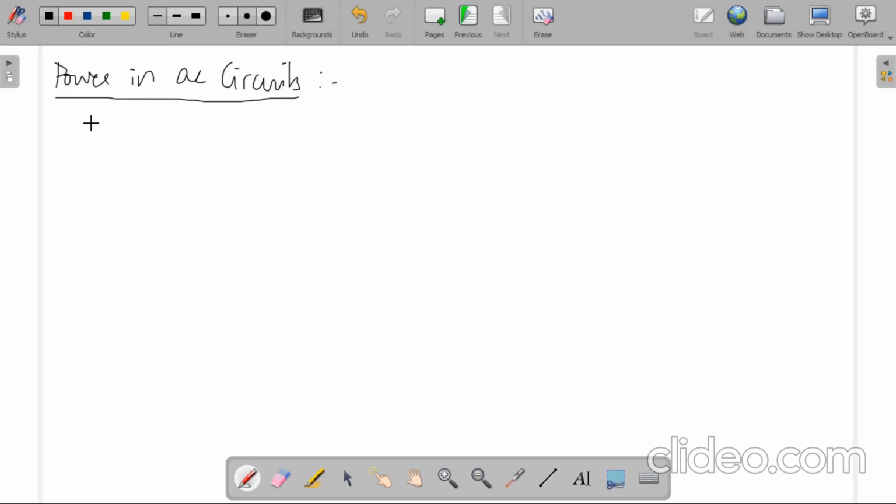In AC circuits, normally we use R load, L load, C load, RL load, RC load, RLC loads. Mostly we use RL load. So if the AC circuit consists of only R load, then what will be the power?